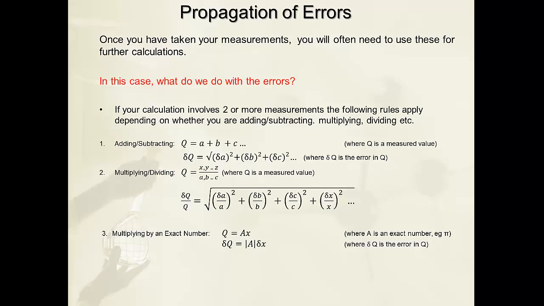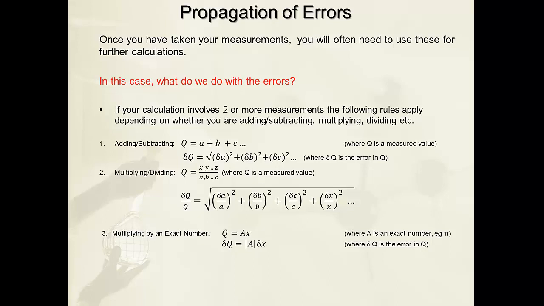Now, errors propagate. Obviously, if you've taken more than one measurement and you're going to use this for a calculation, your errors are going to snowball. They're going to get larger and larger because you're getting different errors from your different measurement devices. So in this case, what do we do with the errors after they've magnified? If we're adding or subtracting the numbers, there's different rules for that than when we're multiplying or dividing.